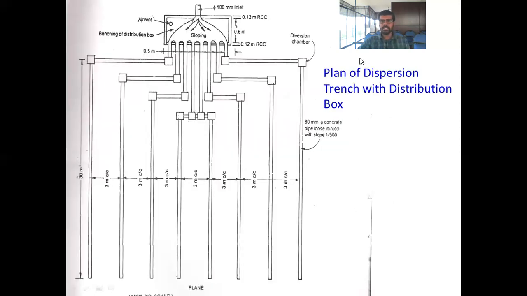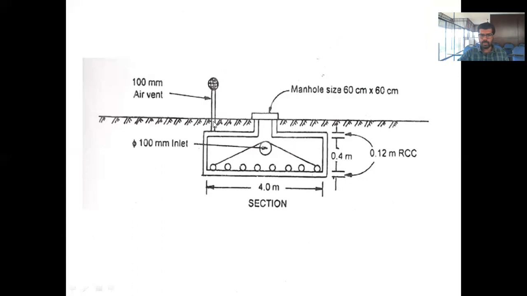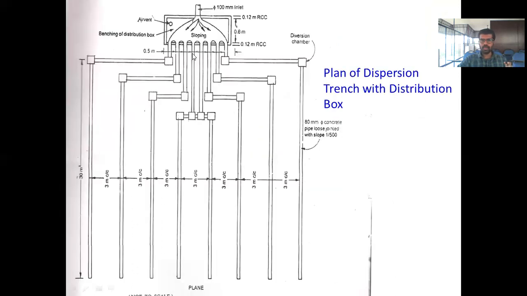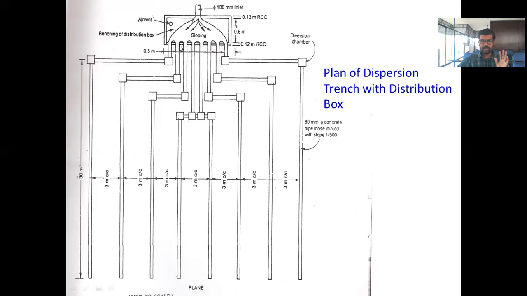So let's see, this is the plan of the dispersion trench. You can see here, this is the portion that we have seen just before. Understood? This is just the inlet portion of the dispersion trench only. This is the plan view of it. This is the main 100 mm inlet pipe, and it has been distributed through these pipes. You can see 1 2 3 4 5 6 7 like that. The same thing, 1 2 3 4 5 6 7 8. It shows like that. So this is the section view, and this is the main view or plan view.